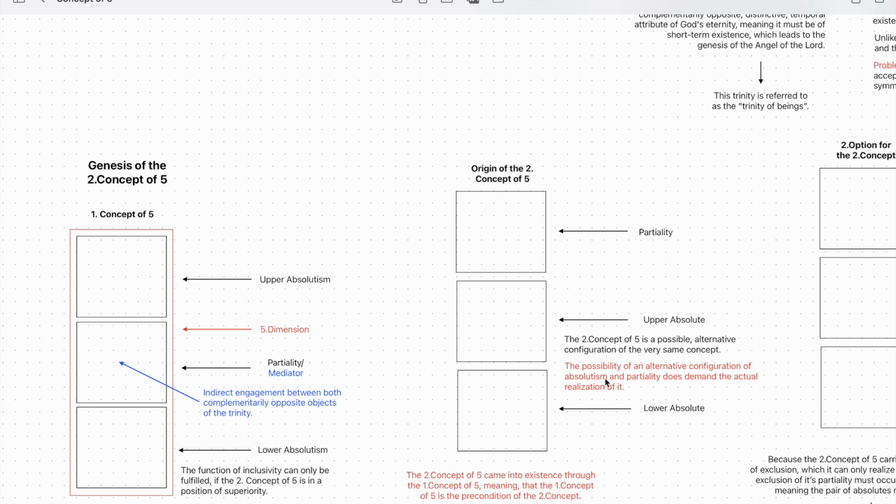The possibility for an alternative configuration of absolutism and partiality does demand the actual realization of it. As I pointed out already, the first concept of five is the precondition for the creation, or the genesis, of the second concept of five. Because without the configuration of the first concept of five, no alternative configuration could ever have been created. That's the key reason for why there's a causal relationship between the genesis of the first concept of five and the genesis of the second concept of five.